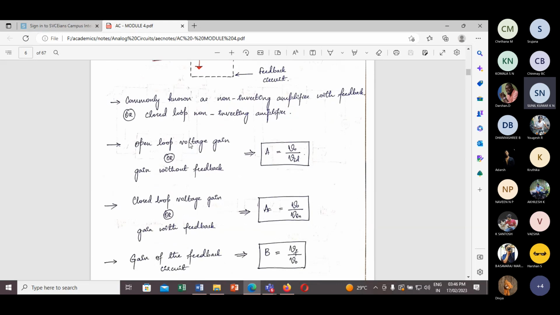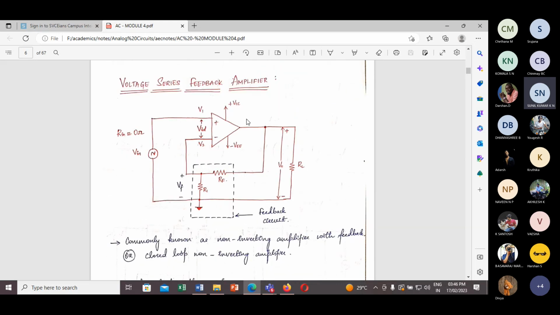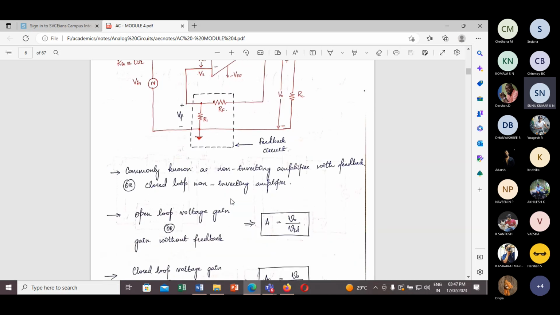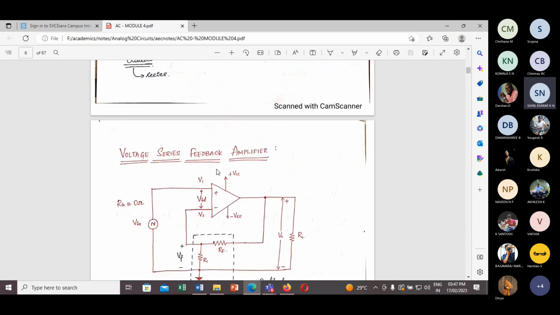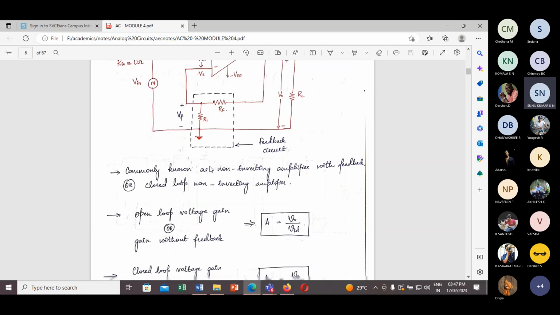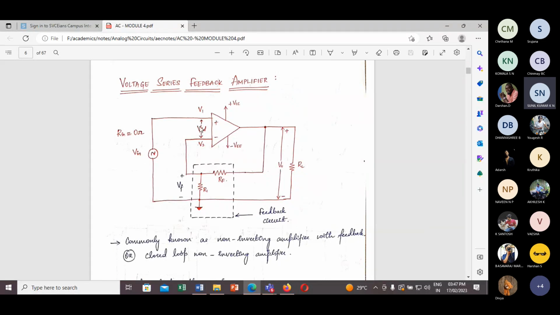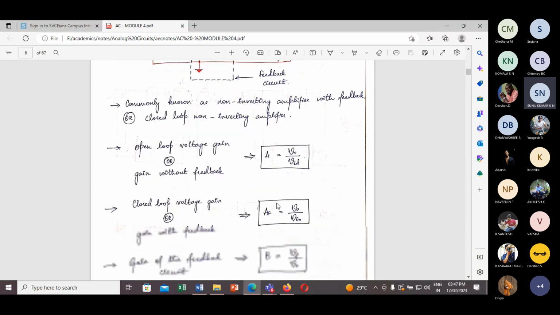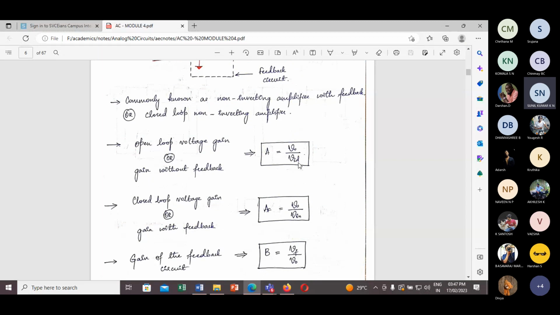We are going to see how the closed loop gain is found. So already we are familiar: the main top part is the amplifier, and the bottom circuit, which is made up of passive components, is the feedback circuit. Open loop voltage gain means the op amp's own gain, the gain without feedback. That is V0 by VID, the open loop amplifier gain, wherein we are not considering any feedback signal. V1 minus V2, the difference between these two, acts as the input, and V0 by VID is the open loop gain.